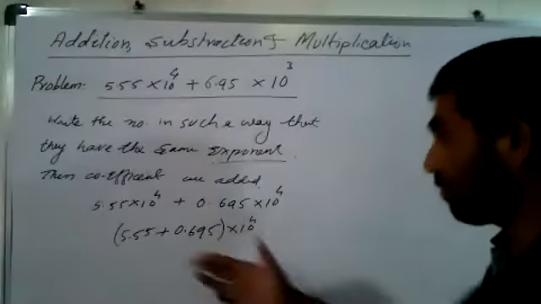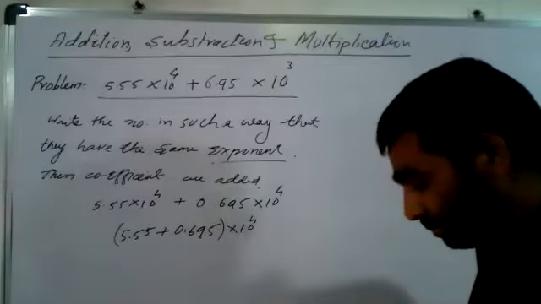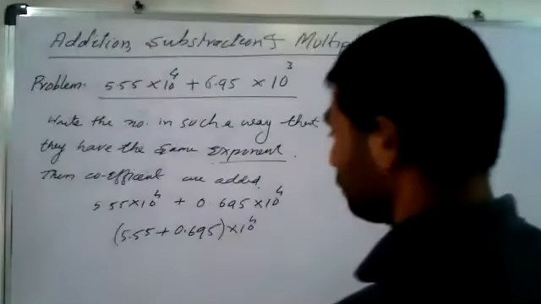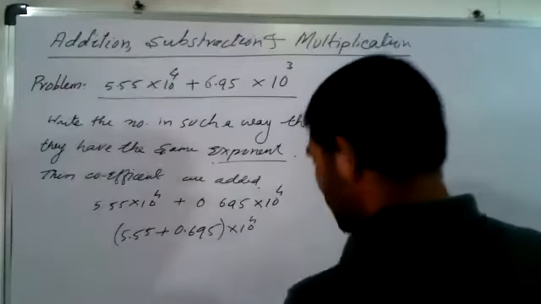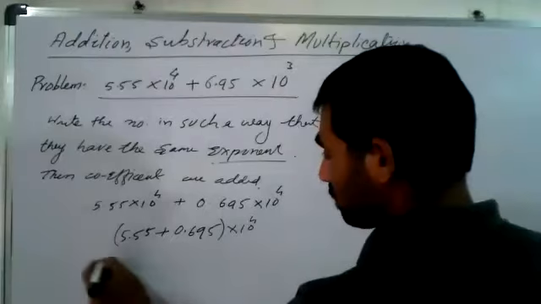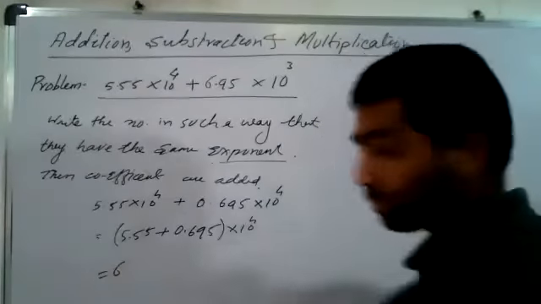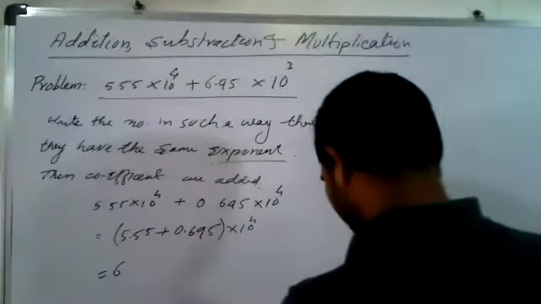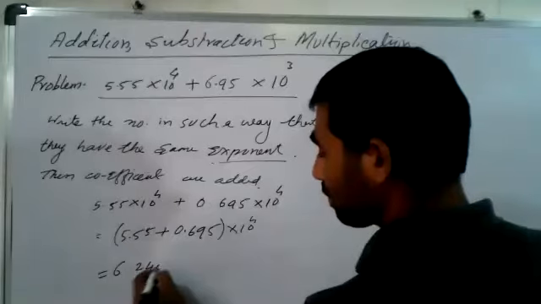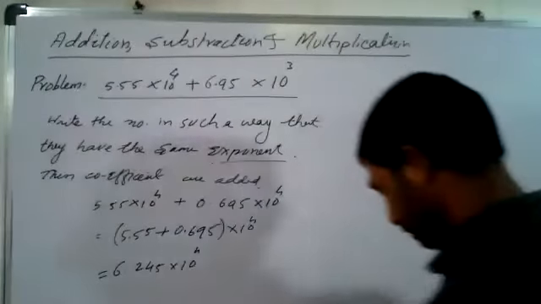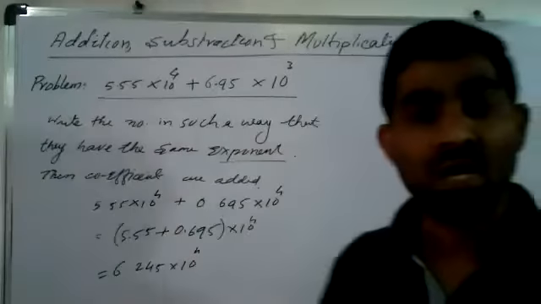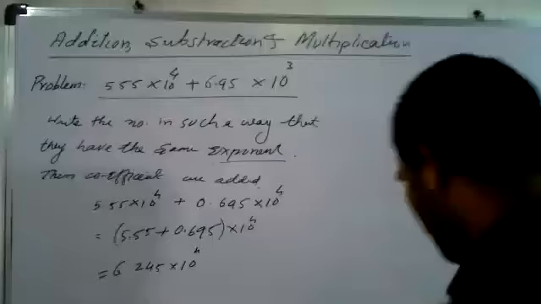Now we do the sum of the coefficients, and if you add this, it will give you 6.245 into 10 to the power 4. This is called addition. What if you go for subtraction?